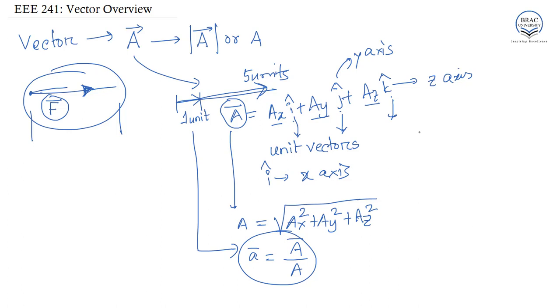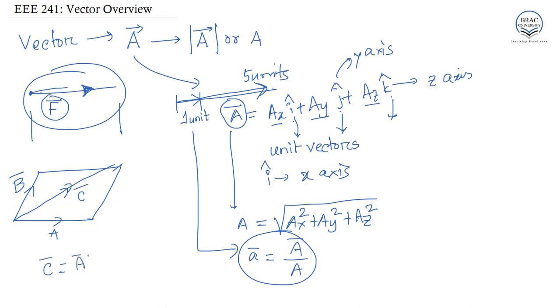Then you know how to add two vectors. Let's say A is a vector, B is another vector. How do we add them? We apply the parallelogram rule, right? We just take the adjacent arms of A and B as the arms of a parallelogram, and we just complete the parallelogram, and we just take the diagonal of it. Let's say the diagonal vector is C, so C is equal to A plus B, right?